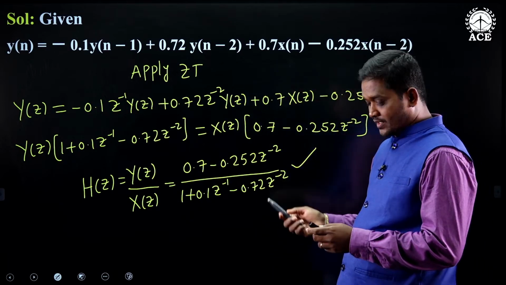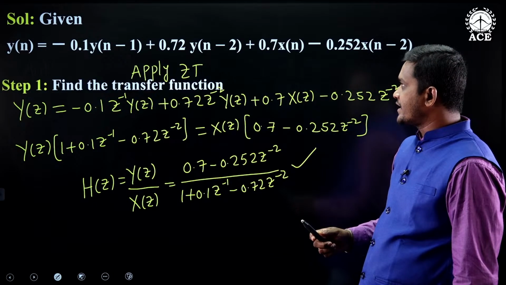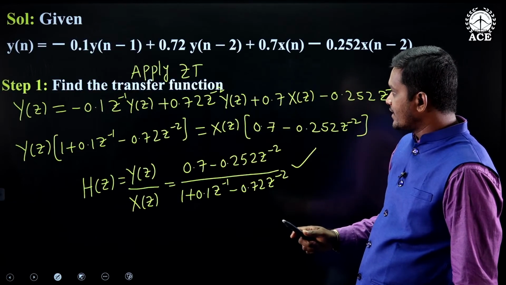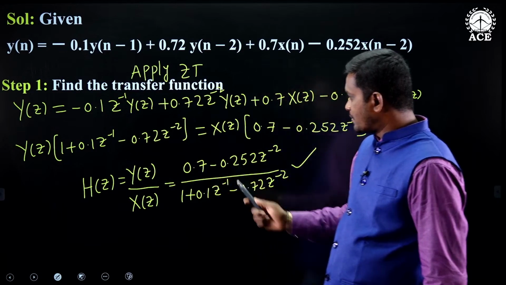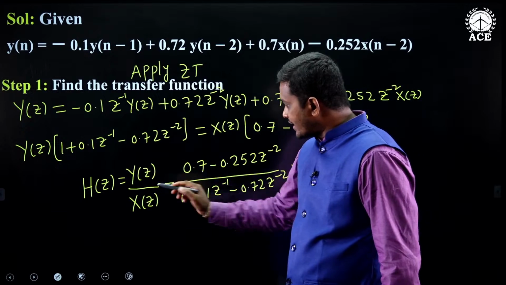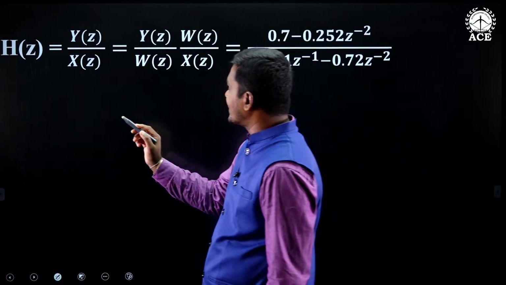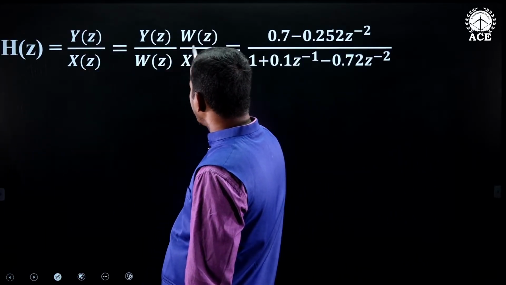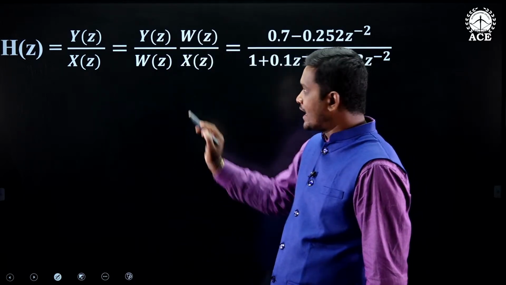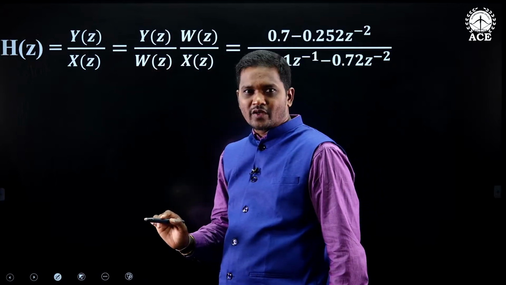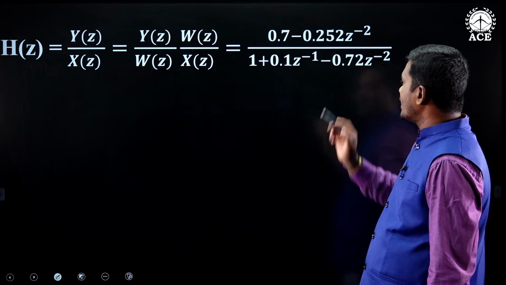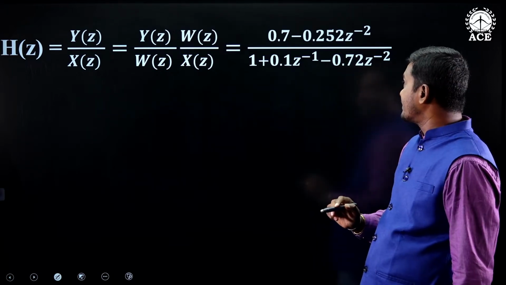After getting the transfer function, see here. What is the transfer function we got? This is the transfer function we got. H of z is y of z by x of z. Now what I am doing is writing y of z by x of z as y of z by w of z into w of z by x of z. If I cancel w of z, again you are going to get y of z by x of z only, equals 0.7 minus 0.252 z power minus 2 by 1 plus 0.1 z inverse minus 0.72 z power minus 2.